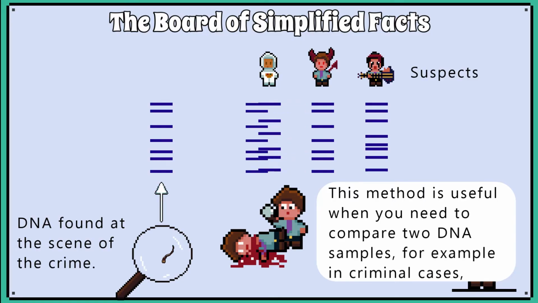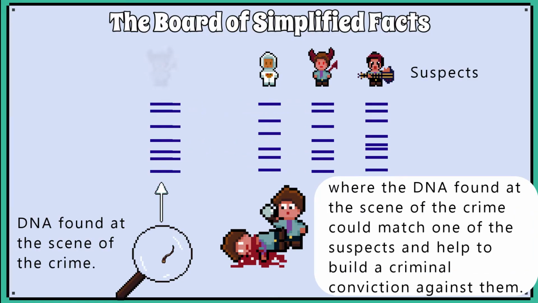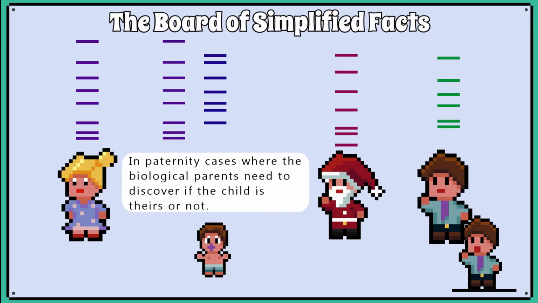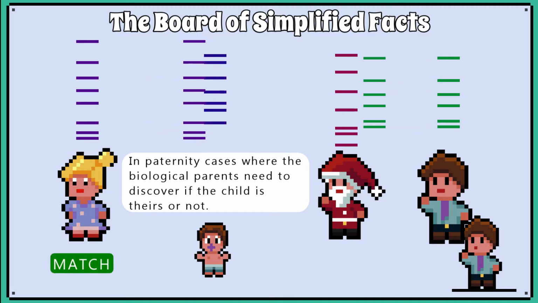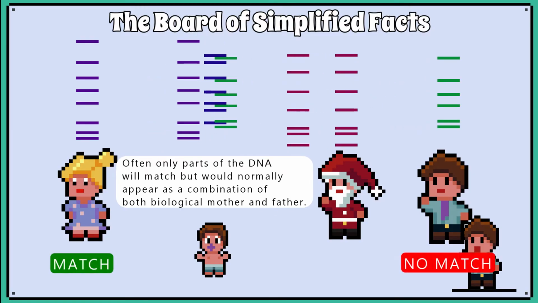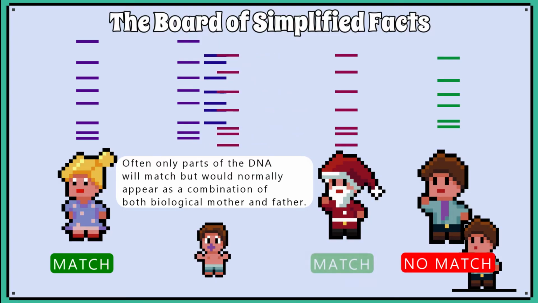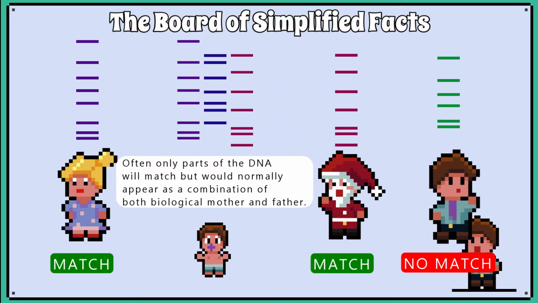For example, in criminal cases, where the DNA found at the scene of the crime could match one of the suspects and help to build a criminal conviction against them. In paternity cases where the biological parents need to discover if the child is theirs or not, often only parts of the DNA will match in this case, but would normally appear as a combination of both biological mother and father.